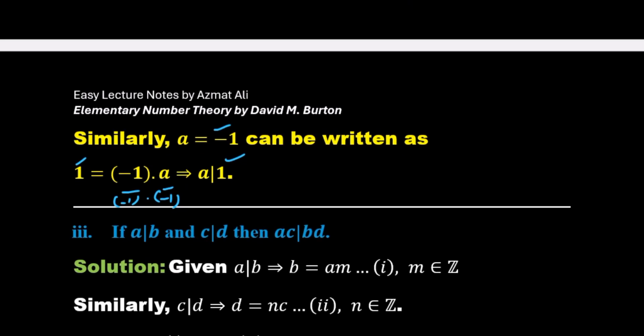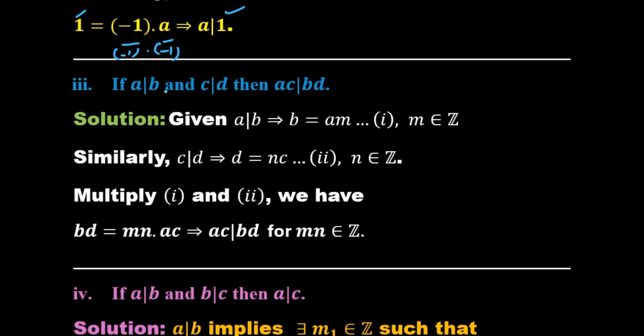In the third part, we have to show if a divides b, c divides d, then the product of divisor divides the product of dividend, that is AC divides BD. First consider A divides B. When A divides B, it implies there exists an integer m such that we can write B is equal to A into m. Similarly, when C divides D, this implies there exists another integer n such that we can write D is equal to nc.